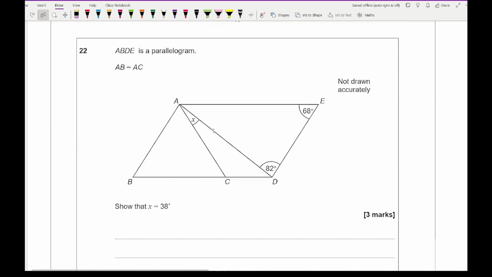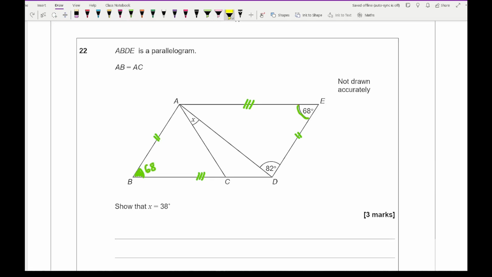Moving on to question 22, it says ABDE is a parallelogram and AB is equal to DC. The question is asking us to show that angle x is 38 degrees. So looking at this, let's first of all note what we know about parallelograms. Well, we know that we've got 2 sets of parallel lines, and we know that opposite angles in a parallelogram are equal. So if this angle here is 68, then I know that this angle here is going to be 68 as well.